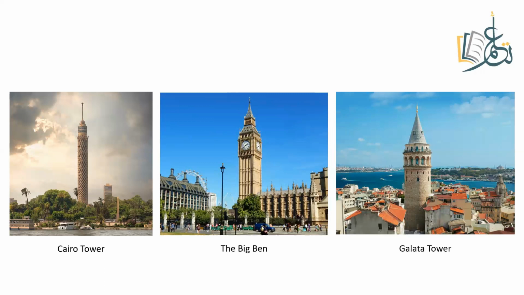So for me, I would go to Galata Tower, without hesitation, without thinking about it. I really appreciate Ottoman designs more than the Gothic style we have here in the Big Ben, which is the style they used to build with in Europe in the Renaissance age, and also more than the modern one we have here in Cairo Tower. It's actually very modern. It's how we build nowadays.